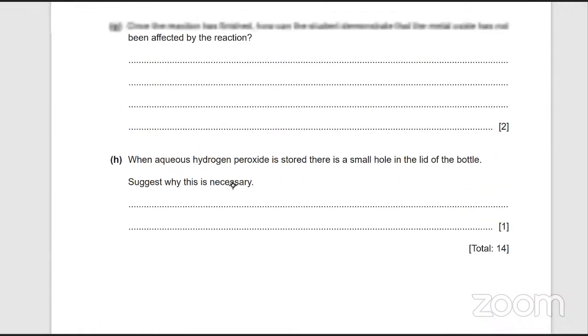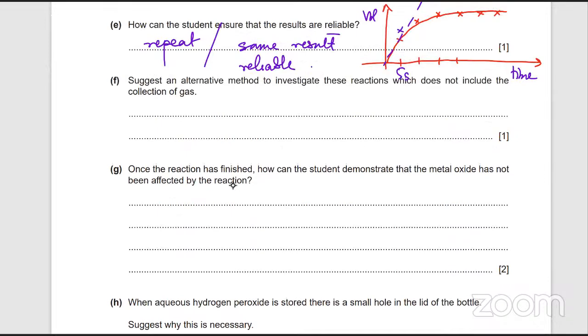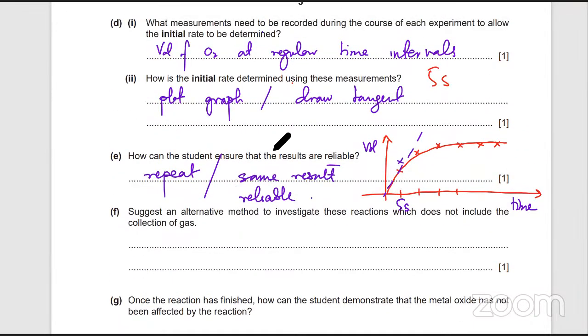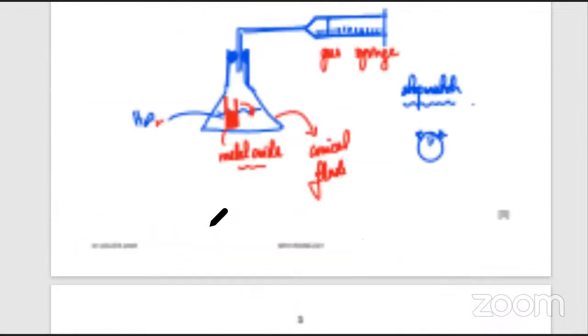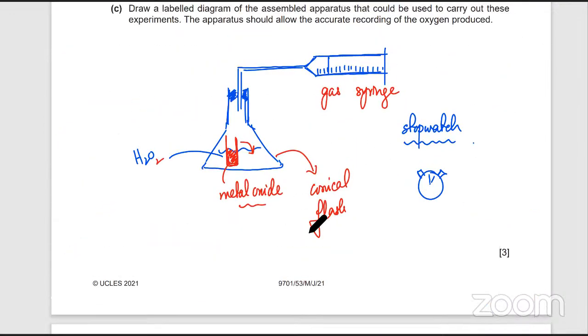सर एक क्वेश्चन ले आया क्या उसके ऊपर था? F. अच्छा, suggest an alternative method to investigate these. अच्छा, तो वो कह रहे कि that does not include the collection of gas. तो रेट क्या होता था? रेट होता था एनी चेंज विद रिस्पेक्ट टू टाइम, ठीक है? तो H2O2 डिकम्पोज हो रहा है, ऑक्सीजन गैस इज बीइंग प्रोड्यूस्ड. तो रेट इज एनी चेंज विद रिस्पेक्ट टू टाइम.